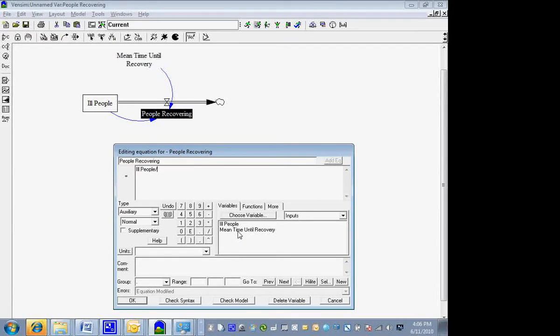So it turns out, this is based on something we don't have time to go into in detail in this little session, but it's called a first order delay. Suffice to say, if there's no ill people, there's no one that's going to be recovering. The longer the time to recovery is, the lower this number of recovery per month is going to be. So it's ill people divided by the mean time, okay?